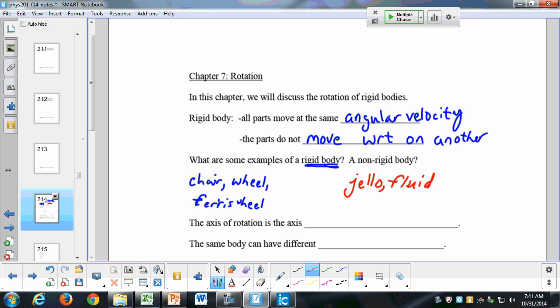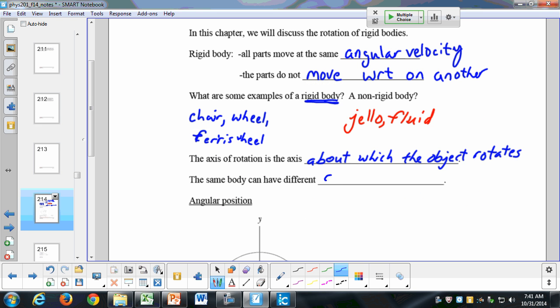The axis of rotation: when we get into moments of inertia, we'll be very clear about needing to define what the axis of rotation is. It's just the axis about which the object rotates. And the same body can have different axes of rotation.